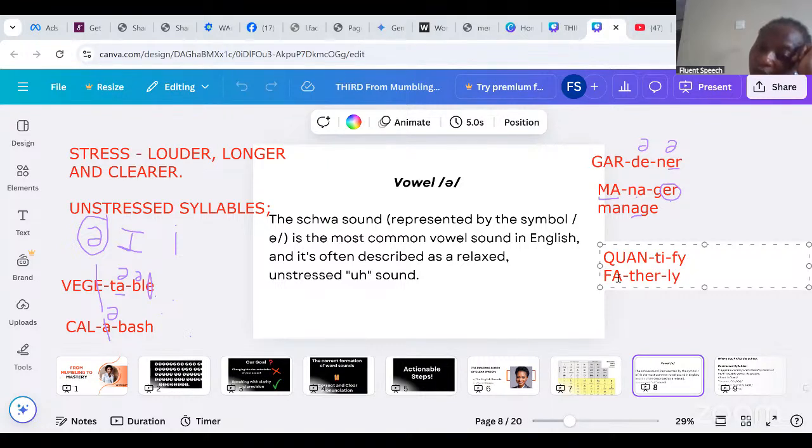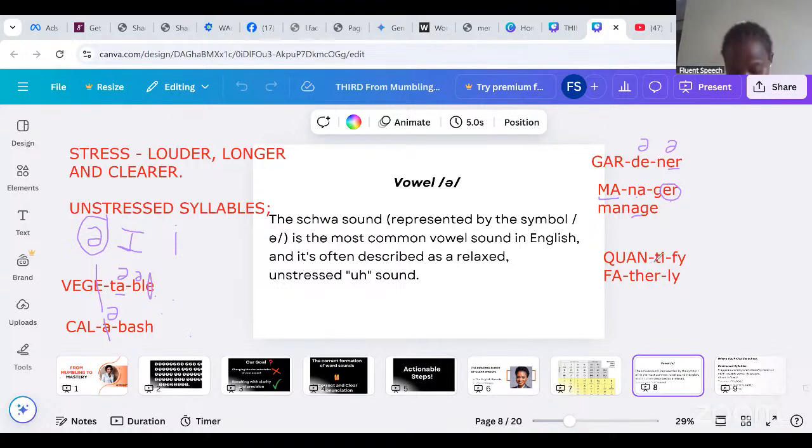So the part written in capitals is the part we're stressing. The other part written in lowercase, we aren't stressing them. So it means that at least one of them should be reduced into a schwa. Quantify. Father, father, fatherly.